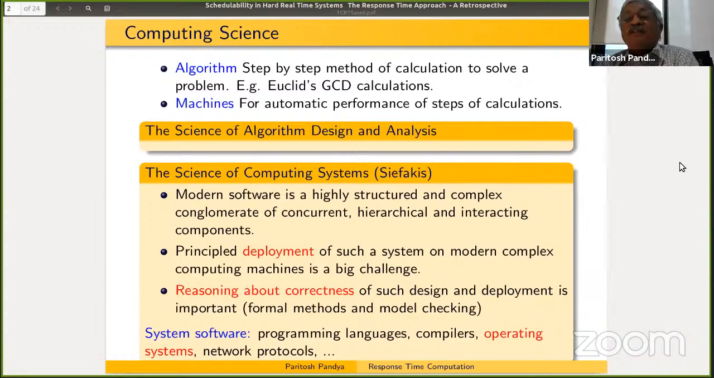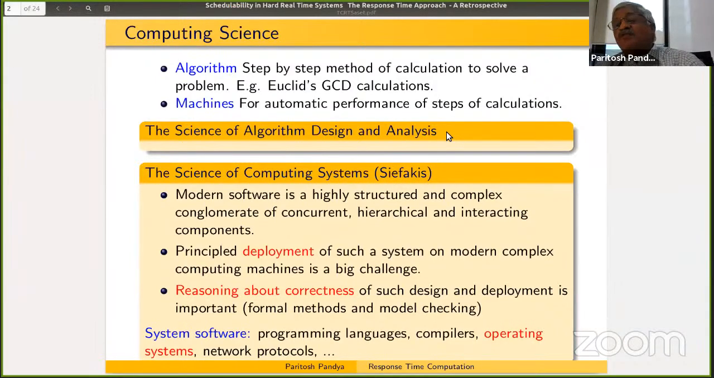So it is important that we understand this world of computers and their use, by programming solutions on top of it. And we need science in order to do that. Now, as I outlined above, there are two main aspects to this. First is the science of algorithm design and analysis, because ultimately, for every problem, we want to find a method of solution.